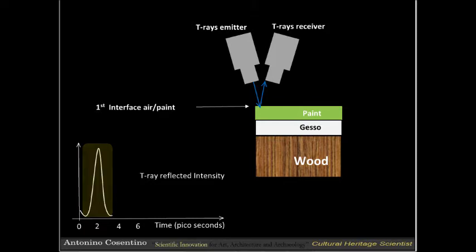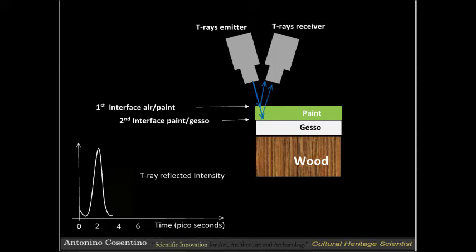The fraction of the pulse which is not reflected and not absorbed by the first layer goes through the paint layer and reaches the second interface, paint-gesso. Again, the same process takes place. Part of the pulse is bounced off, reaches the receiver and shows up as a new peak on the T-ray spectrum. If the pulse takes 1 picosecond to travel through the paint, then the new peak will show up after 4 picoseconds.